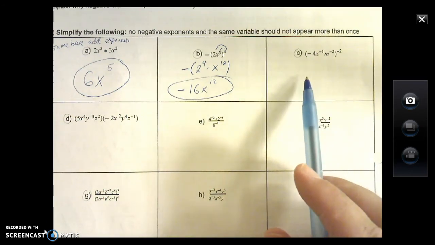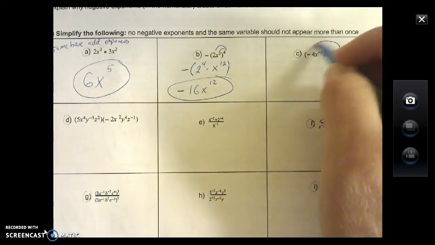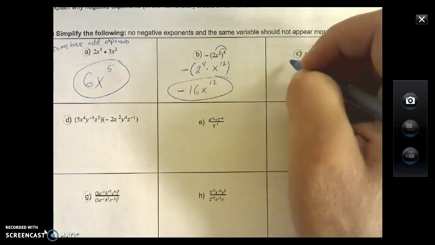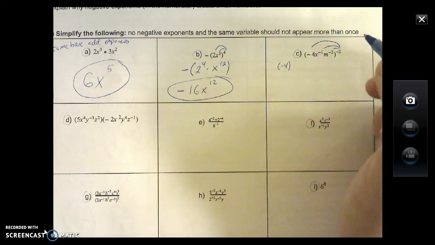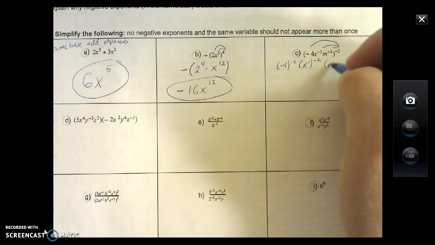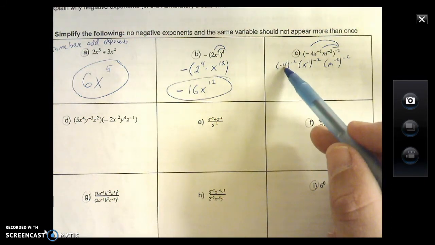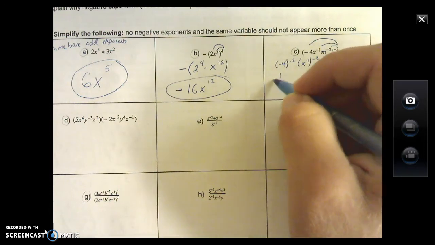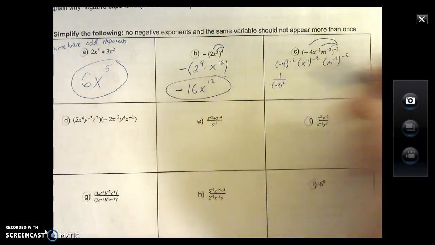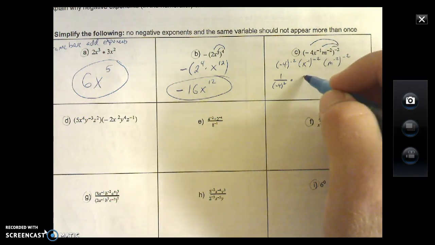Negative 4, x to negative 1, m to negative 2, that whole entire quantity raised to negative 2 power. This gets distributed to all 3 terms. So, negative 4 raised to negative 2 power, x to negative 1 raised to negative 2 power, m to negative 2 raised to negative 2 power. Because this is a negative exponent, I'm going to flip this one and make it negative 4 squared. Here I'm going to multiply. So what's negative 1 times negative 2? It's just x squared.